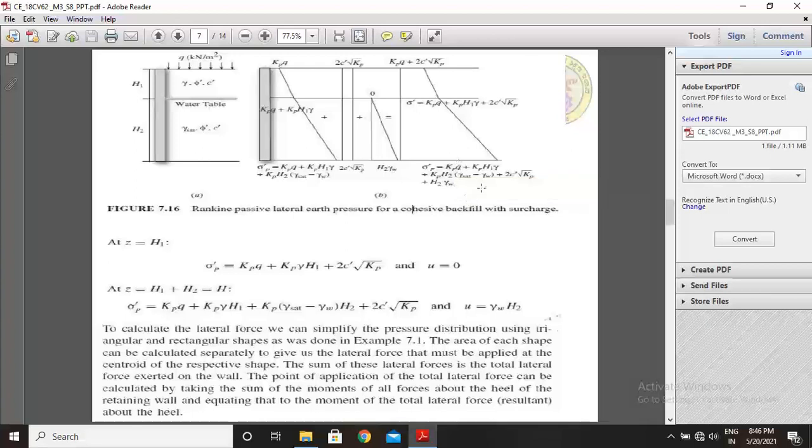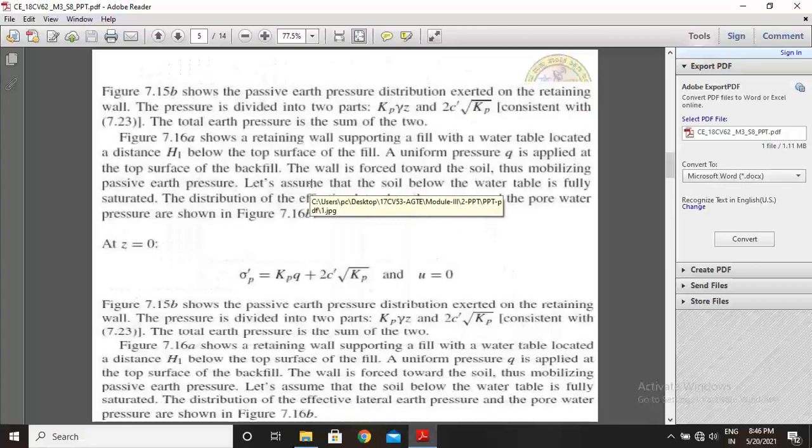So this is the clear explanation of passive earth pressures and how to determine them. The title of the figure is Rankine's passive lateral earth pressure for a cohesive soil backfill with surcharge. Here we add 2c root Kp because the force is exerted towards the backfill, and as the retaining wall moves toward the backfill, we are adding. That is the basic difference between active and passive earth pressure. You should remember the logic.